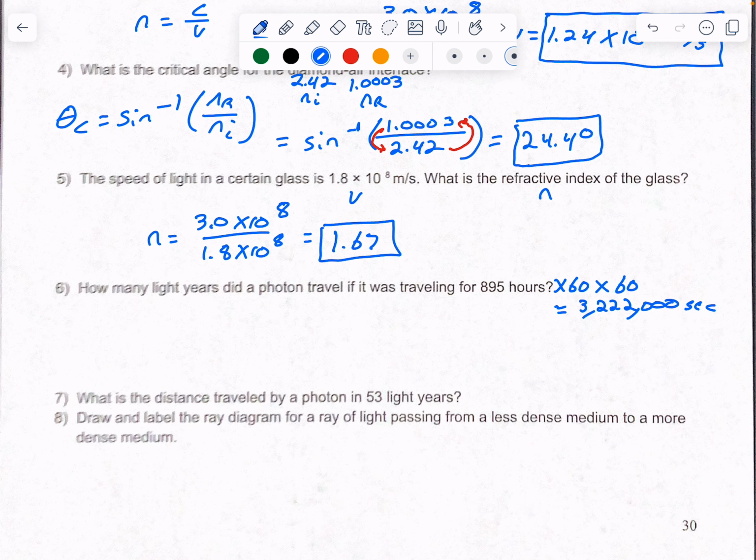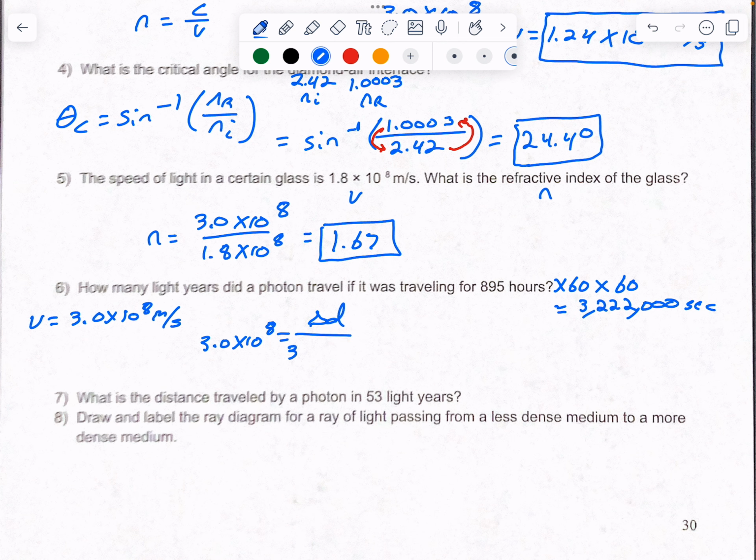So we're going to do V equals D over T. Our velocity is the speed of light, 3.0 times 10 to the 8th. We're looking for distance. So 3.0 times 10 to the 8th is our V, distance we don't know, and our time is 3,222,000 seconds. Multiply both sides by that, and you get a distance of 9.67 times 10 to the 14th meters.